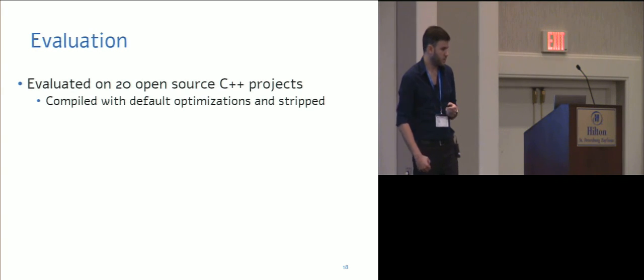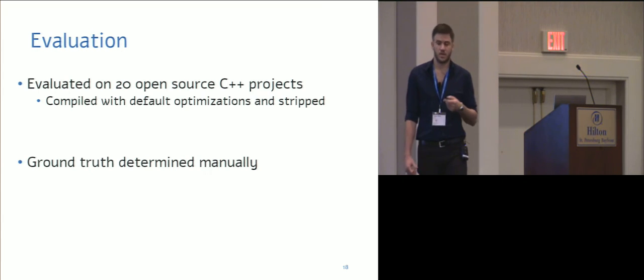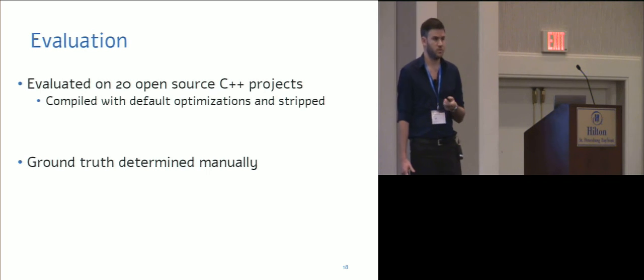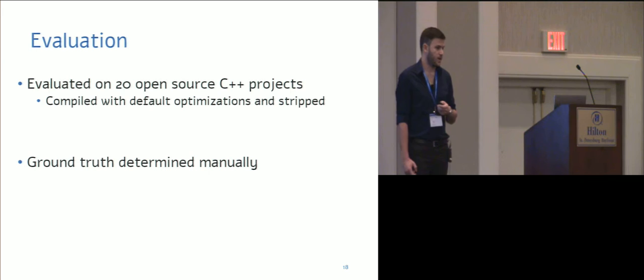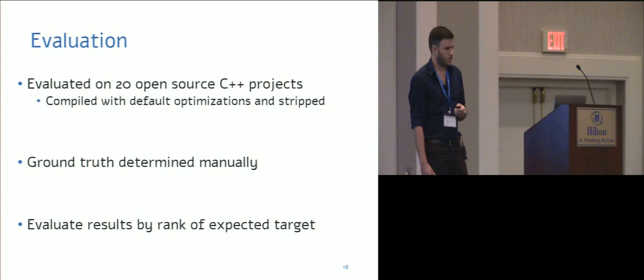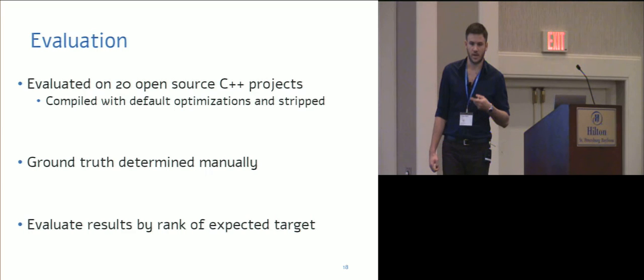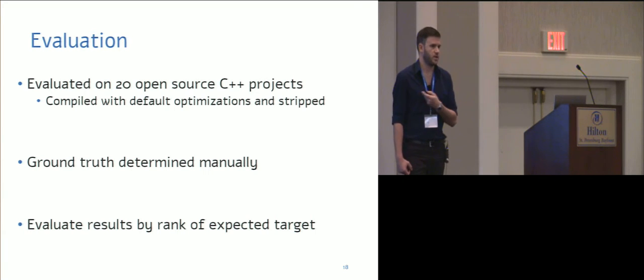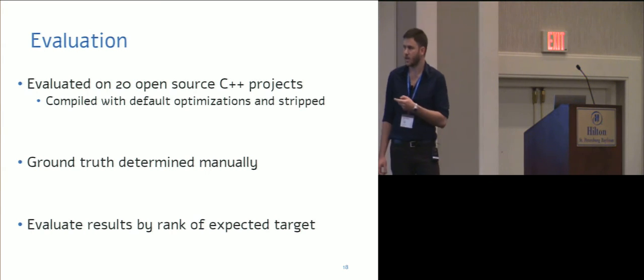So we got our 20 benchmarks, and we manually reverse engineered each of the benchmarks and compared it to the source code that we had to get our ground truth. And then, after we get the results from our technique, we compare them to our ground truth. We can evaluate our results based on the rank assigned to the target that we expected to get according to our ground truth. Now, I want to give you some intuition for why we're evaluating it like that.